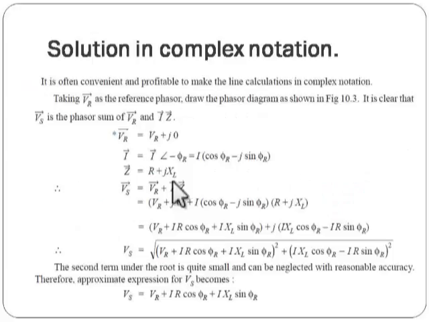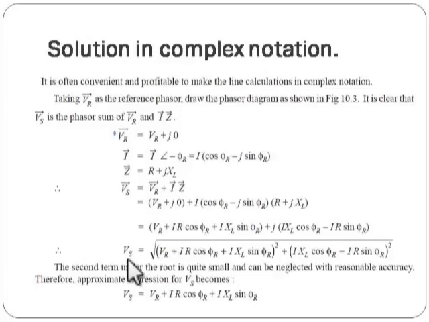And your Z is nothing but R plus jXL. Vs is equal to VR plus I into Z. So I know the value for the VR vector, VR plus j0, and I is nothing but I times cos phi r minus j sin phi r, into R plus jXL. When I simplify these values, I get VR plus IR cos phi r plus IXL sin phi r, plus j times IXL cos phi r minus IR sin phi r. This is my sending end voltage.